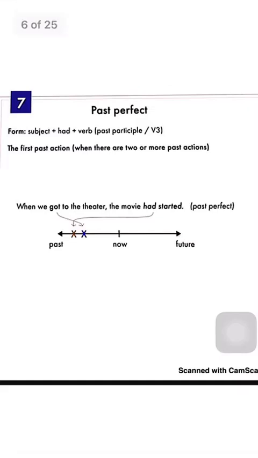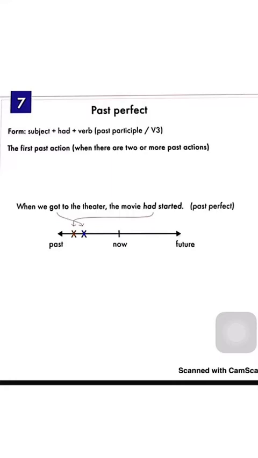In case we have written that when we got to the theater the movie started, कि हम वहाँ जब गए तो movie वहाँ पे already चल रही थी, in that case we are not going to use the past perfect. When we got to the theater, जब हम वहाँ पे पहुँचे, then the movie had started. Clear? So this is a simple way I want to make you sure about the past simple and past perfect.